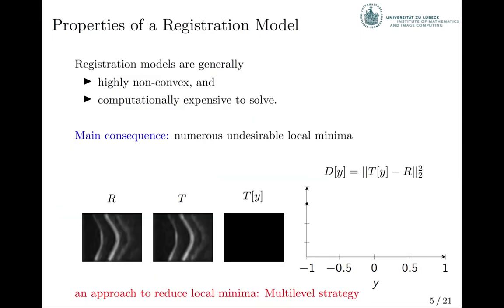Irrespective of your similarity measure or regularizer, most of the registration models for medical images are highly non-convex. That means they have many local minima. In order to illustrate this behavior, I am taking two images, R and T. The T image with respect to the R image is slightly translated along the horizontal direction. So T of y shows the translated version of the template image, and on the right-hand side we plot the objective function D, which simply calculates the similarity between the translated image and the reference image.